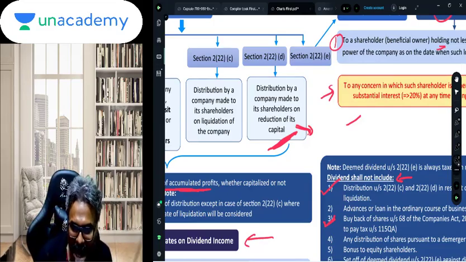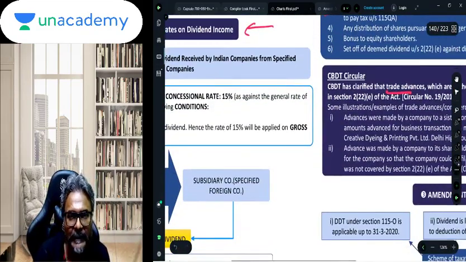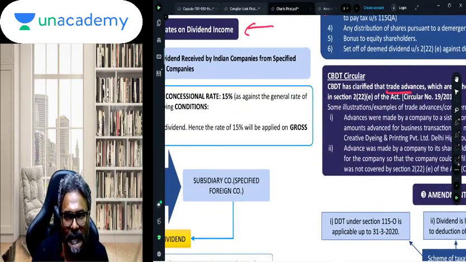So students, with this we are done with this particular part now. I think we are done with this entire segment itself. So that is it, students.